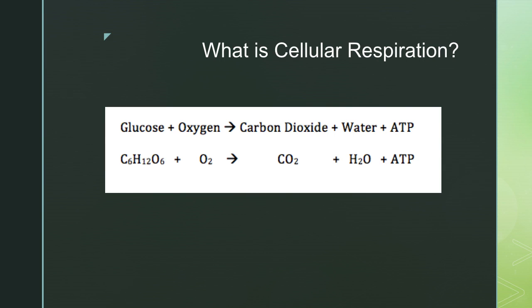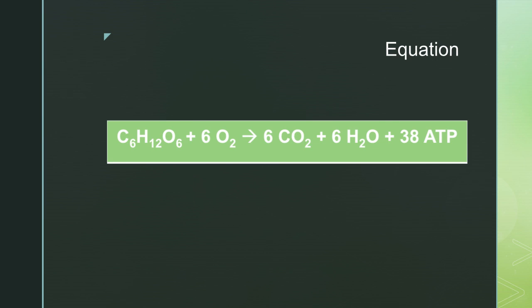Cellular respiration, which is also referred to as aerobic respiration, is the enzymatic breakdown of glucose, which is C6H12O6, in the presence of oxygen to produce cellular energy, which is ATP. The equation for cellular respiration is C6H12O6, glucose, plus 6 oxygen, which yield to make 6 carbon dioxide, 6 waters, and 38 ATP.